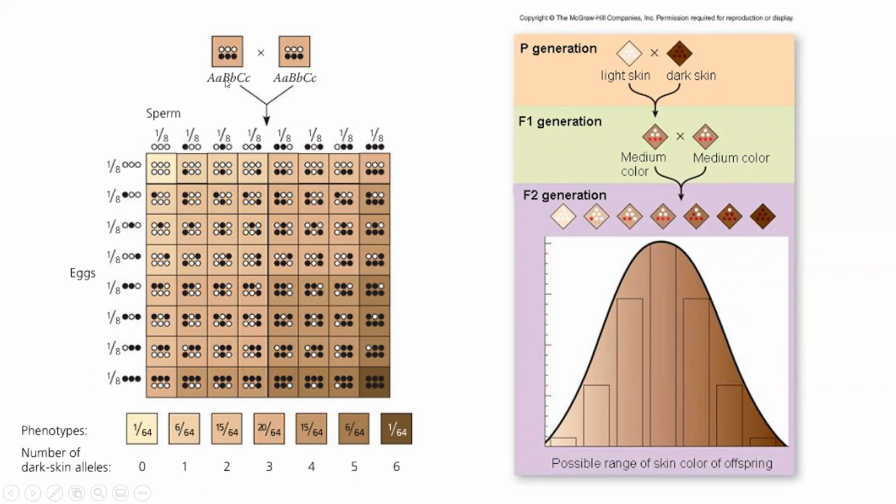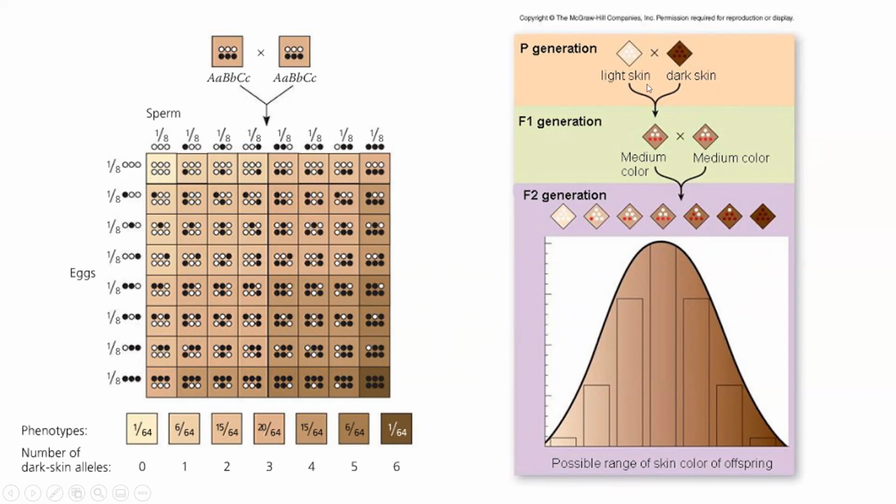in this particular example, we've got 3 genes controlling skin color, A, B, and C. Okay, and it's the combination of all of these. We can see there is more than just 4 possible outcomes. There is a huge range of possible outcomes.